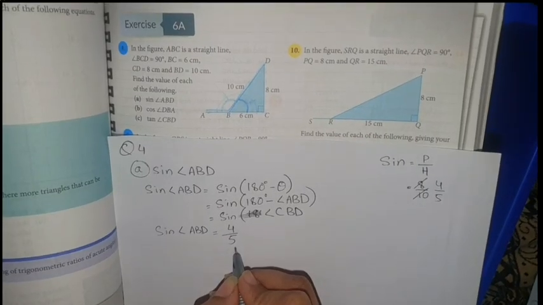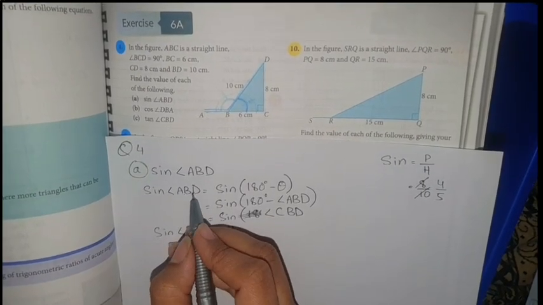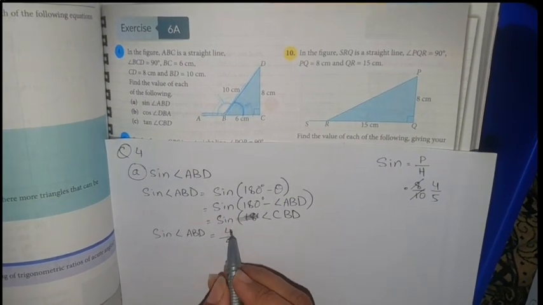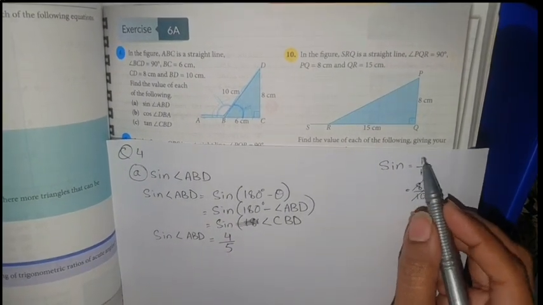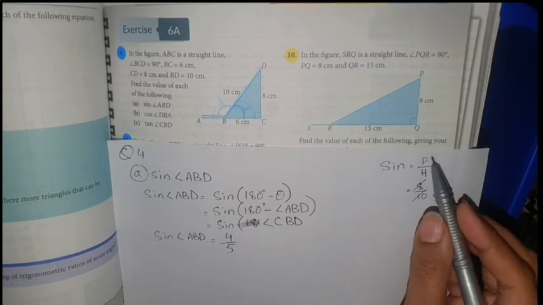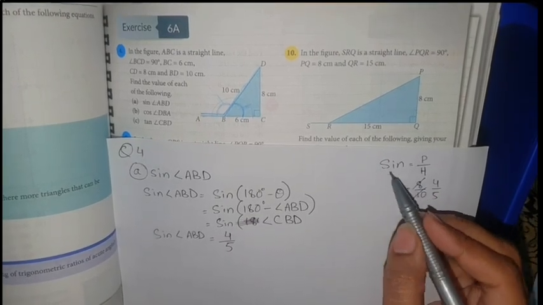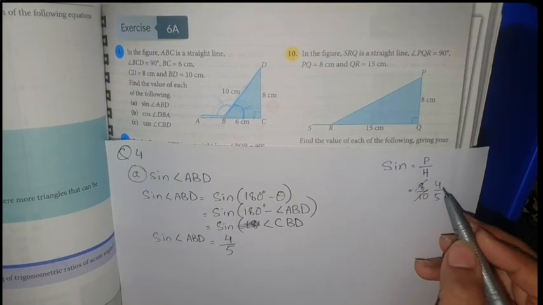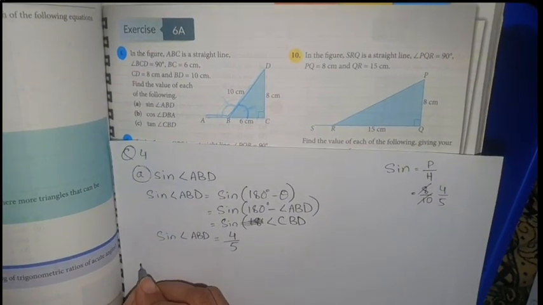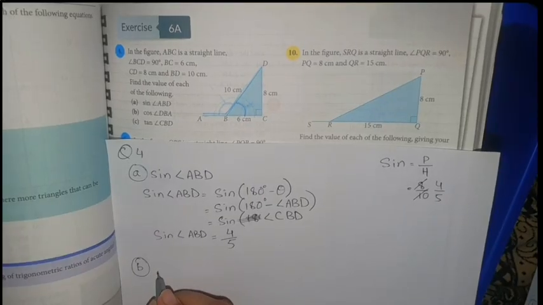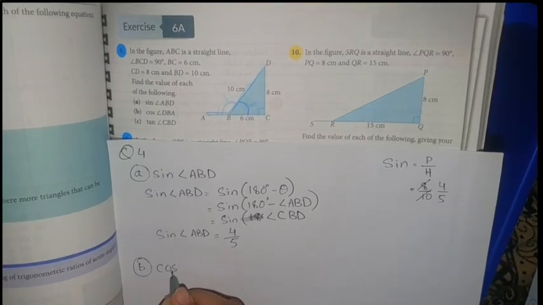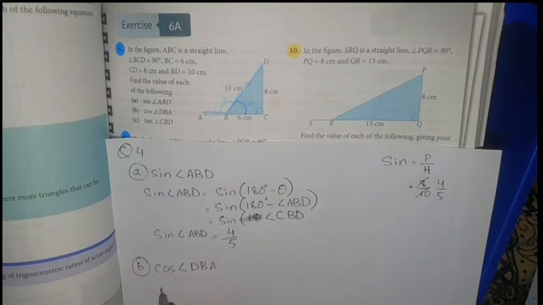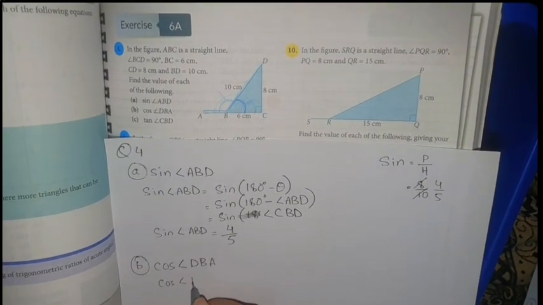This was part A. Instead of degrees and angles, we used the name of the angle, and then we found the value with the help of the sine formula, which was our oldest trigonometric ratio. We know perpendicular upon hypotenuse, and I have just put in the values and solved it. Now part B: what is the question? That is cos angle DBA, and we have to find cos angle DBA.